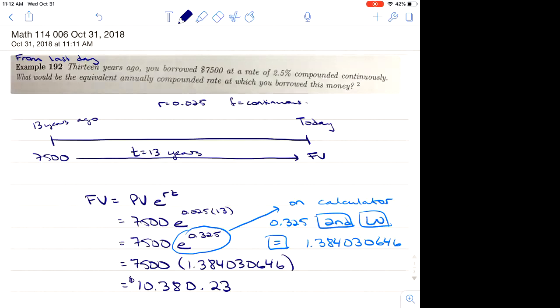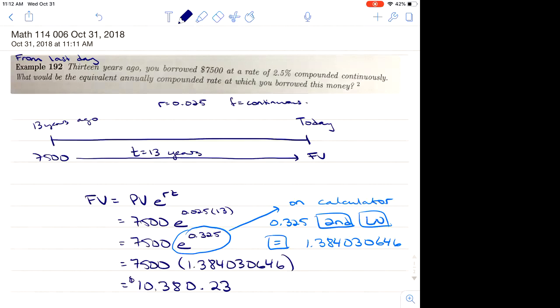Okay, so we introduced this idea of continuous compounding, which is a bit of a mind bender, right? It's not every day, it's not every hour even, it's not even every minute, it's continuously compounding, right? And so we can figure out what the future value is, even if we have continuous compounding. And we use that FV as the PV times e to the RT. So last day we figured out what the future value would be.